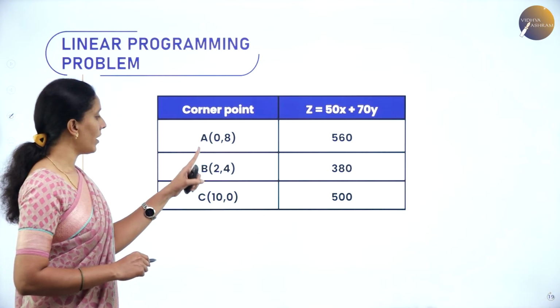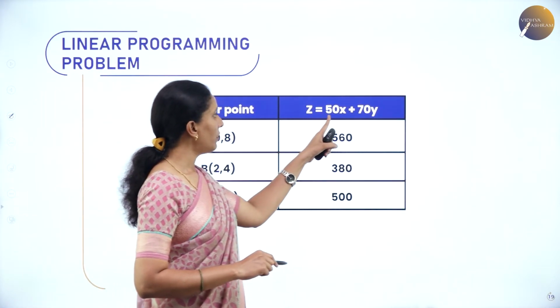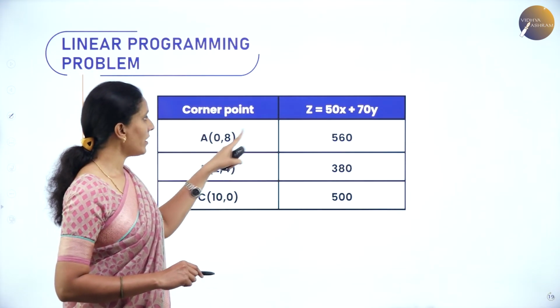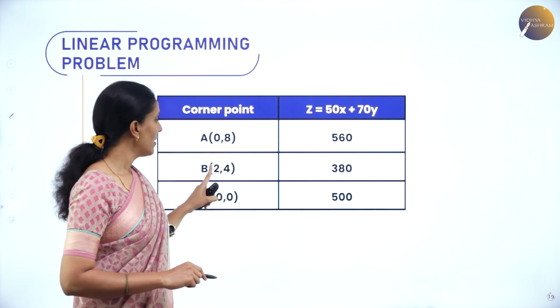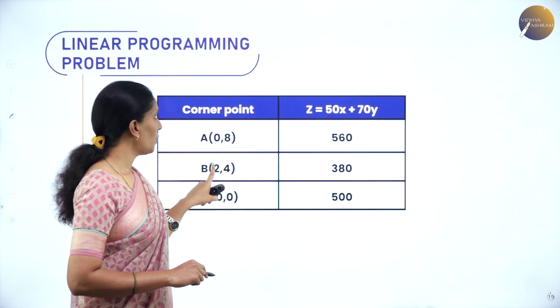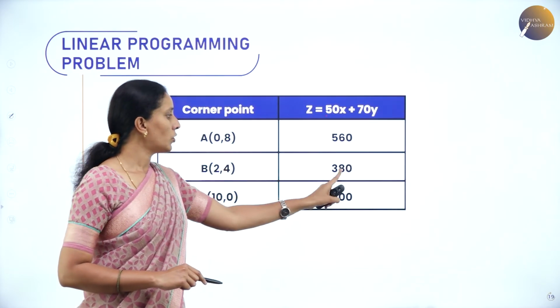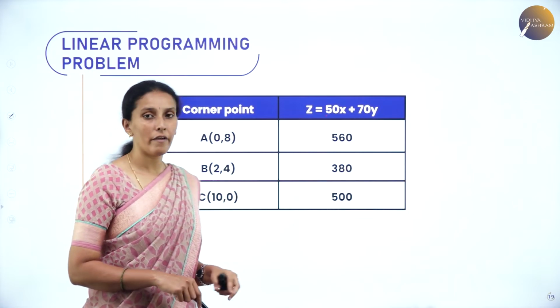We have the points (0, 8), (2, 4), (10, 0). We have a linear function 50x plus 70y. Now, substitute it. For the first one, 50 into 0 plus 70 into 8 gives 560. Second one, 50 into 2 is 100, 70 into 4 is 280, so we have 380. Next, (10, 0): 50 into 10 is 500, so 500.